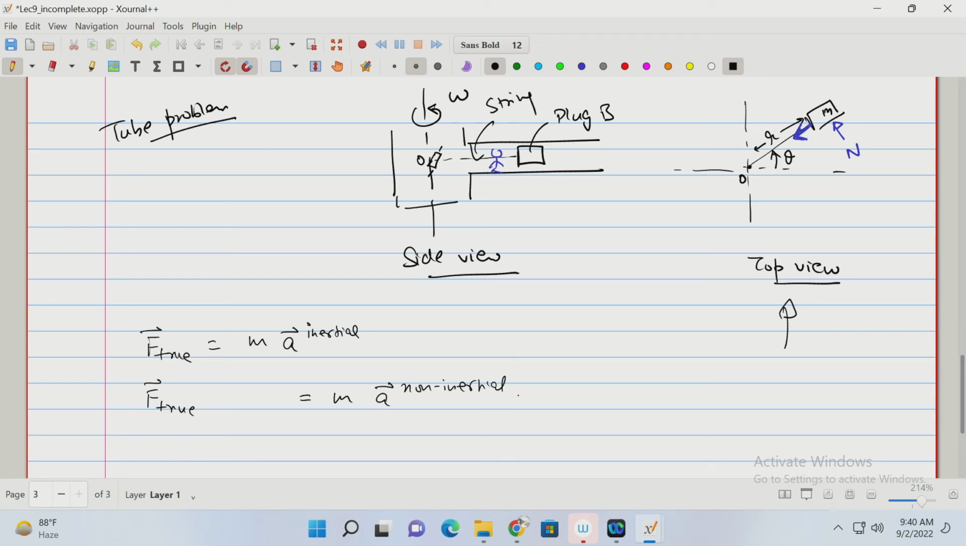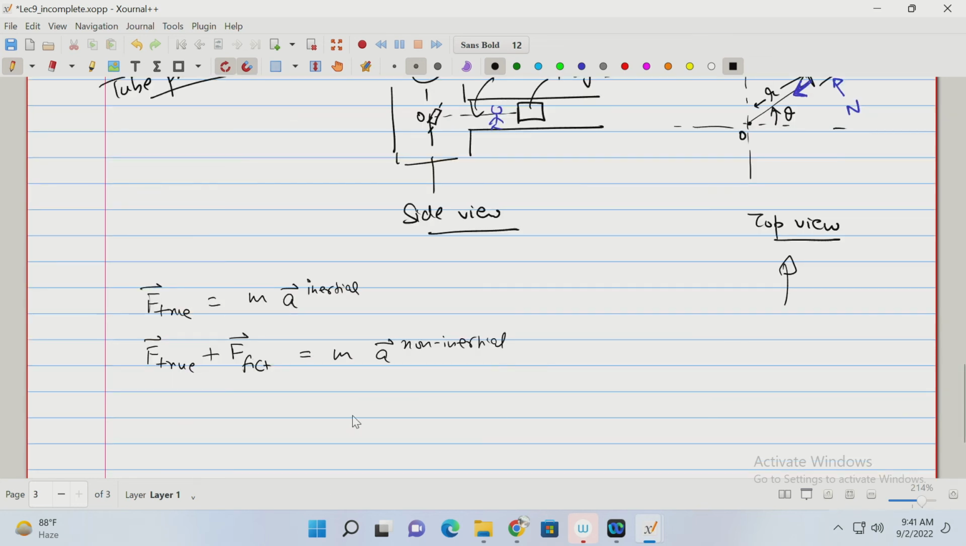This is not true, because forces are forces, true forces. So the person sitting inside the tube will have to add a fictitious force, which is not a true force, just to make sure that this equation works for them. So that's the idea of your pseudo forces or fictitious forces. So from this we will try to find what this fictitious force is.